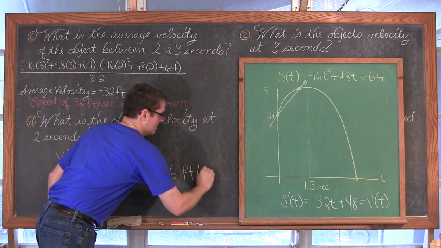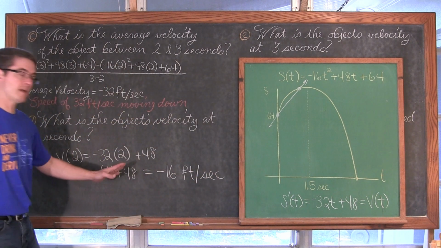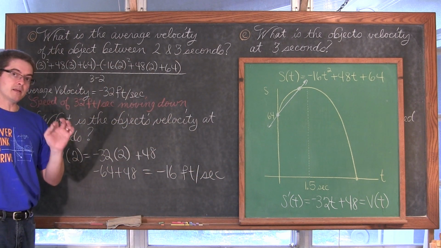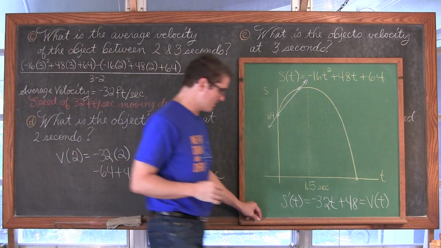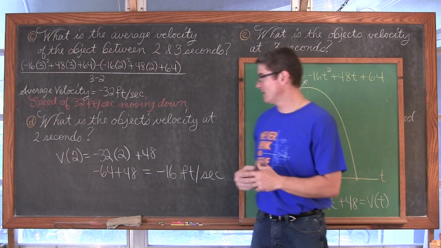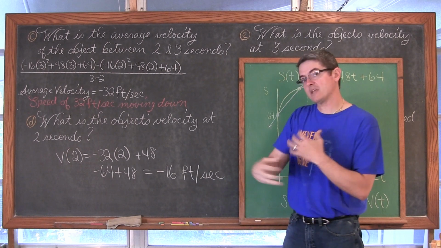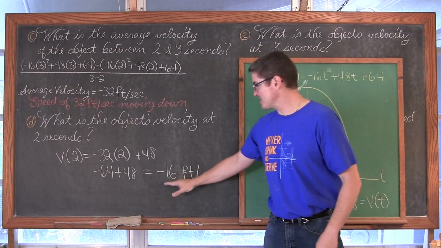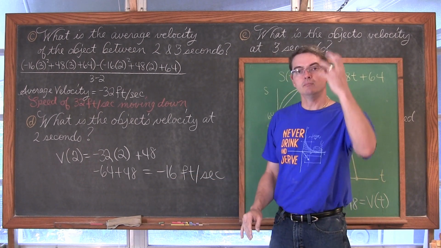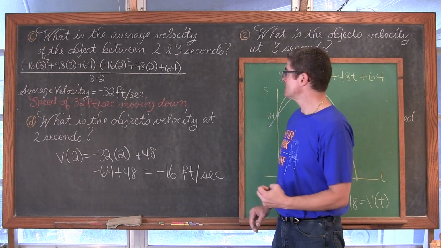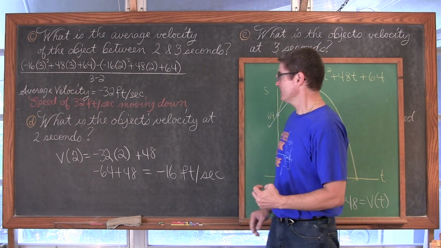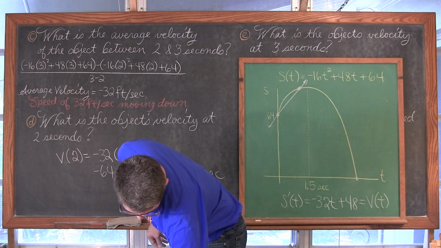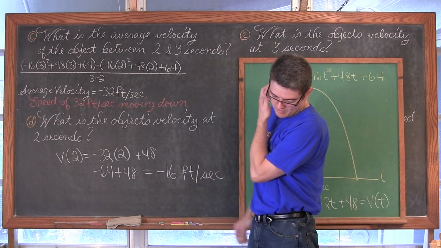feet per second. Or again, the speed, the instantaneous speed, or the instantaneous rate of change, actually, let's just say speed, right? Speed is the absolute value of velocity. It would be 16 feet per second moving, again, down. Okay, let's get on to our, I feel like I've made a mistake here.